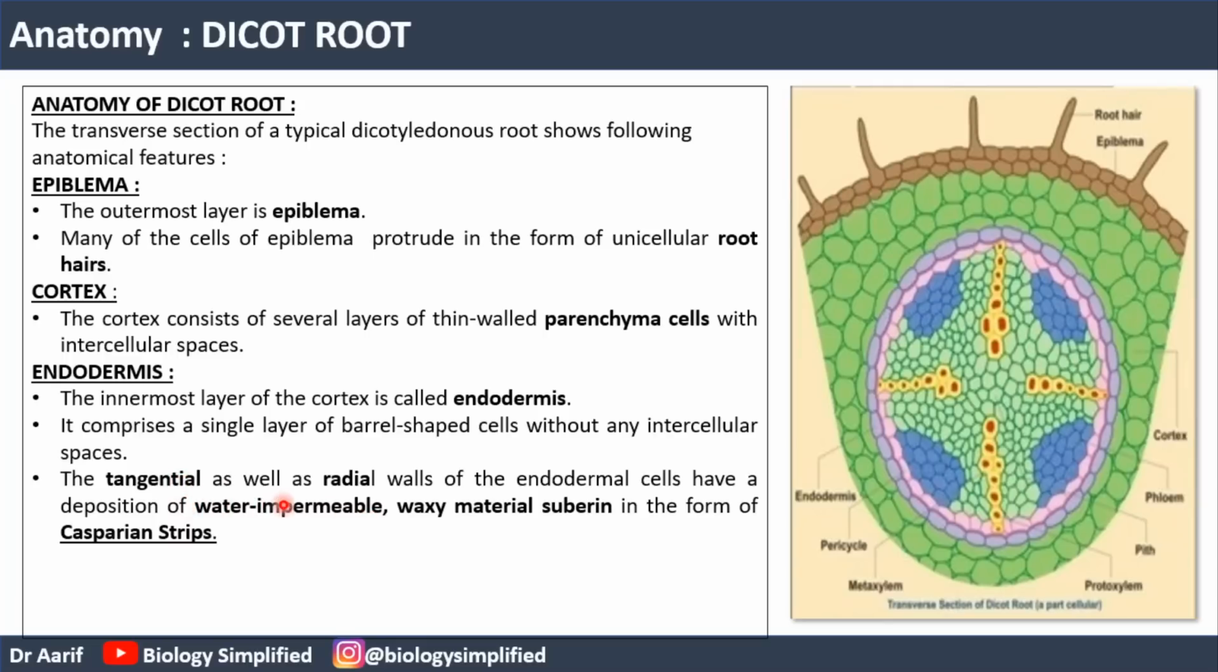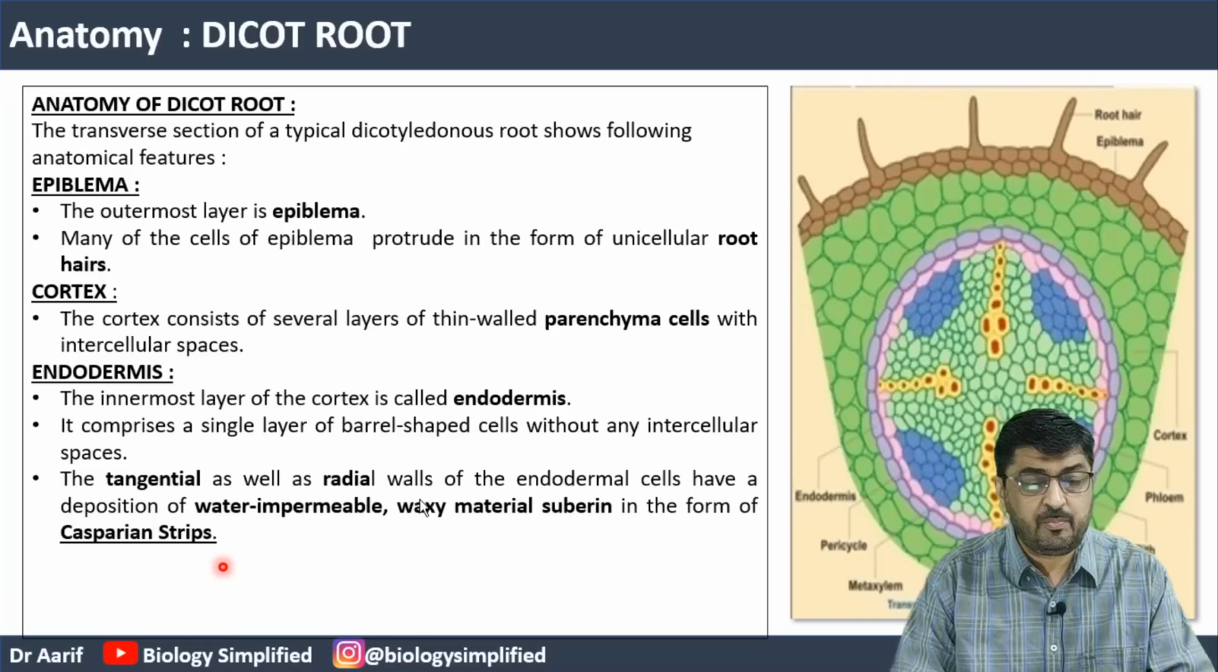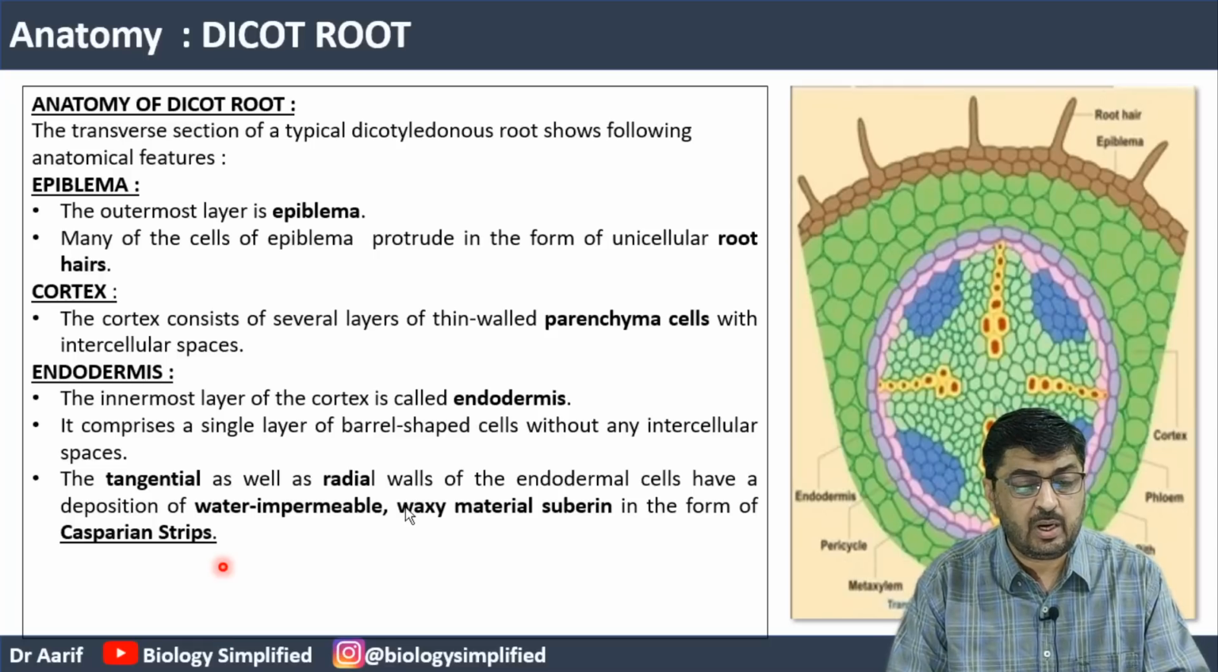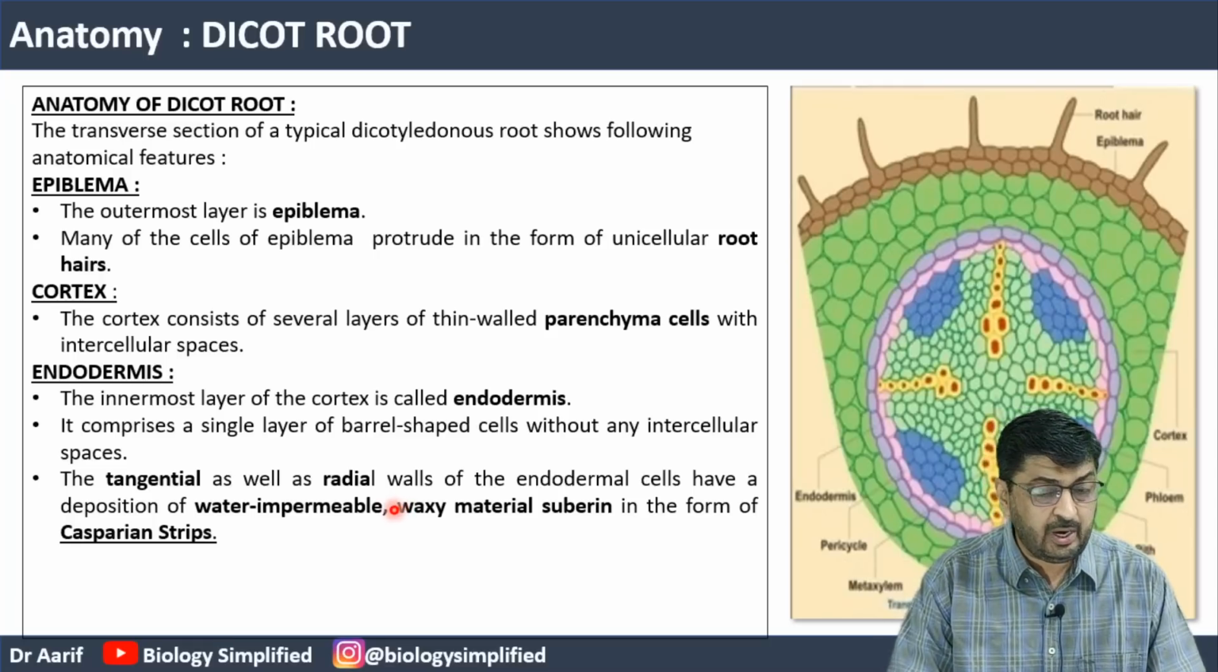The tangential as well as radial walls of the endodermal cells will have a deposition of water impermeable waxy material called suberin. Please underline it. Suberin, in biomolecules, will come under lipids for us. It is in the form of Casparian strips. So the strip of suberin is called the Casparian strip. I can very well understand that you are looking a little perplexed about how this will look. So let's look at a figure.